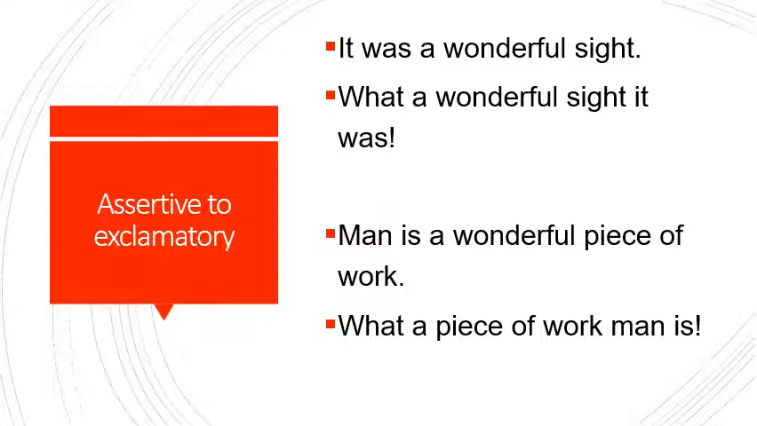Now, assertive to exclamatory sentence. It was a wonderful sight. That is a statement or assertive sentence. What a wonderful sight it is. അതാണ് exclamatory sentence. Man is a wonderful piece of work. അതിനെ എങ്ങനെയാണ് exclamatory ആക്കുന്നത്? What a piece of work man is.